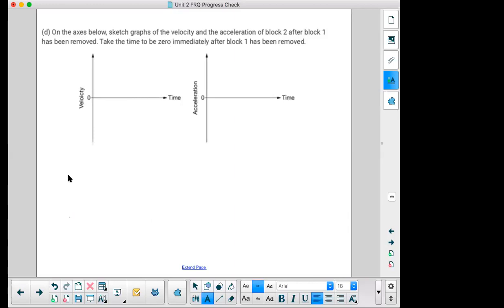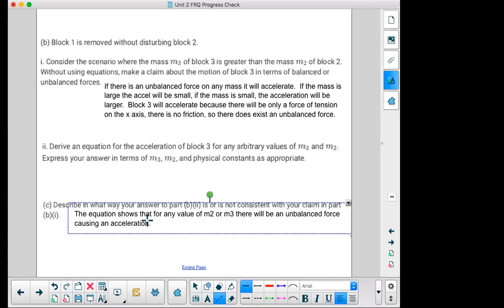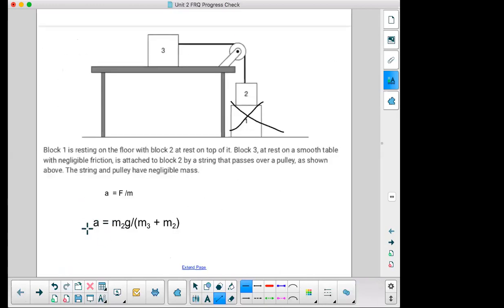Okay. On the axis below, sketch the graphs of the velocity and the acceleration of block two after it's been removed. Okay, well, that's pretty straightforward stuff. Watch this. It starts at zero and it accelerates. So the velocity goes up. The acceleration is some value, right? Block two, we call downward positive, so I'm showing a positive velocity, right? The acceleration is downward, we call downward positive. The acceleration is the same the whole time, right? It's accelerating at some rate. It's accelerating at this rate here.